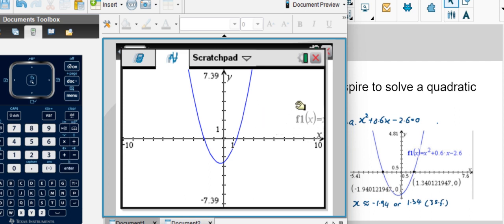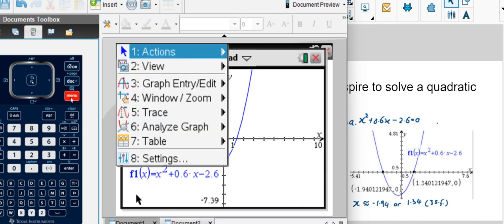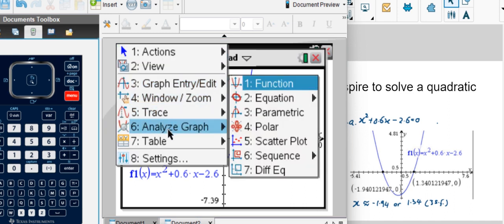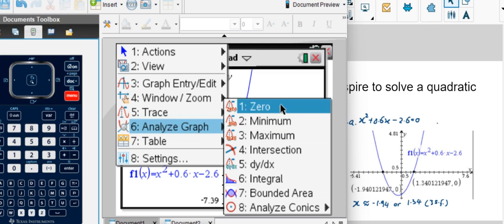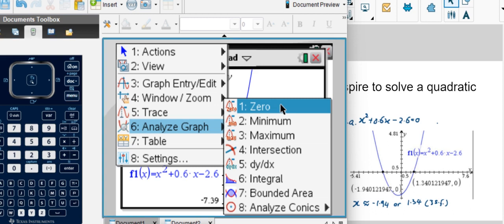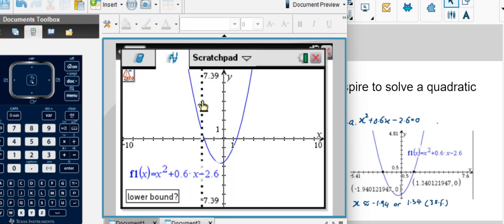It's a bit difficult to see, so you might want to move the label somewhere easy for you to see, for example, over here. And I need to find the x-intercept. To find the x-intercept, I simply go to Menu, and I go to Analyze Graph. And since the x-intercept is where the y-coordinate is equal to 0, I press 0. And now I go here.